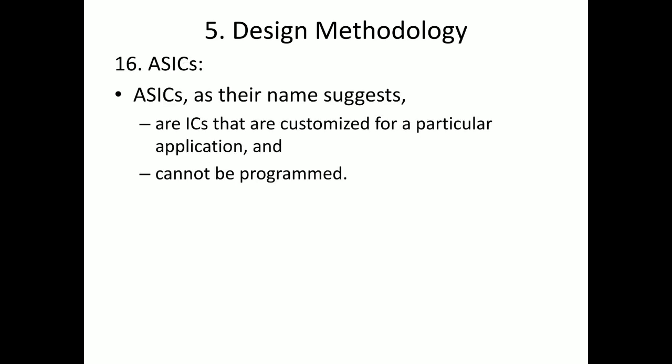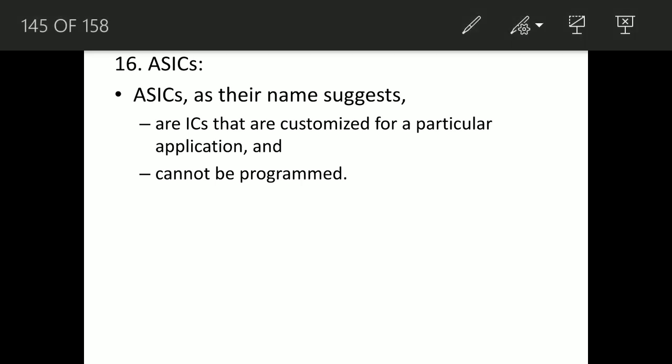Then about ASIC. ASIC means application specific integrated circuit. This is used for very large complex circuit designs. These are the ICs that are customized for a particular application and cannot be programmed. Once the ASIC ICs have been manufactured, the interconnections between the circuits cannot be modified. We cannot redo the interconnections between the cells. We cannot reprogram. Once ICs have been manufactured, it is final. We cannot change or modify the design.